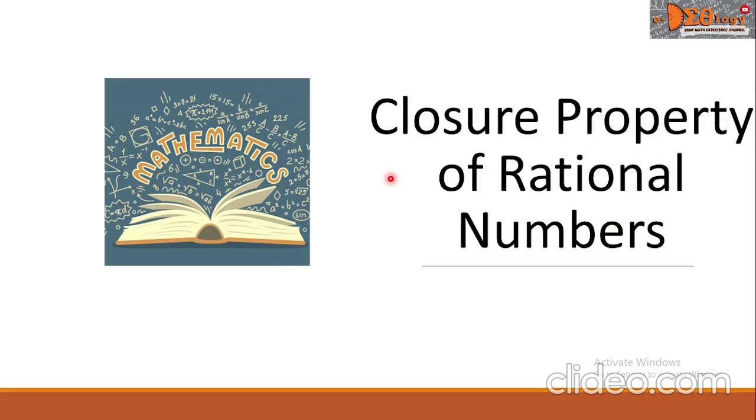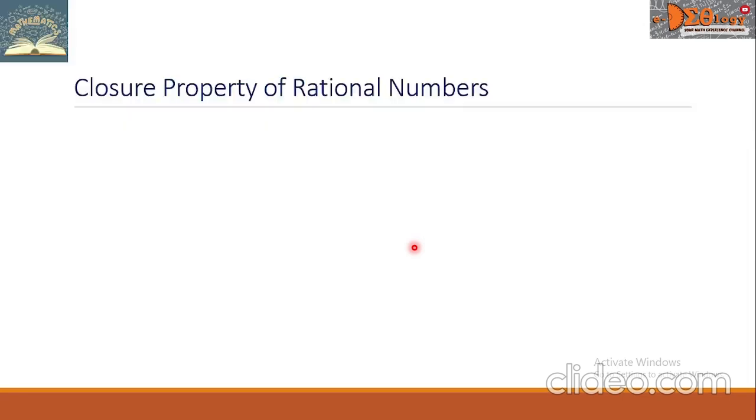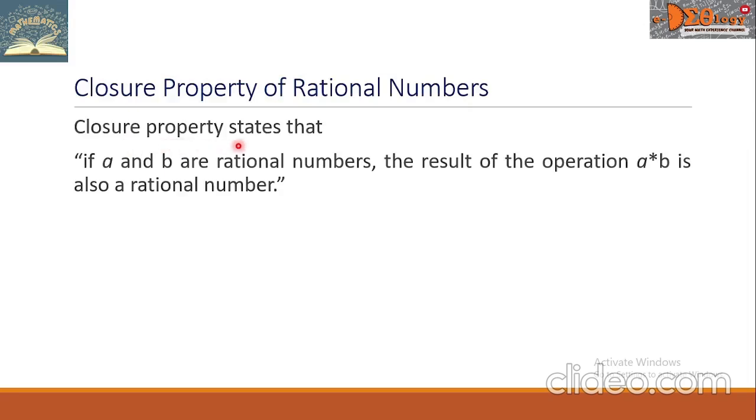Hi everyone. Today we're going to study the closure property of rational numbers. The closure property states that if a and b are rational numbers, the result of the operation a * b is also a rational number.